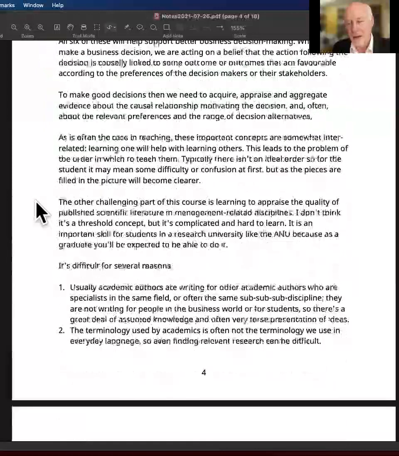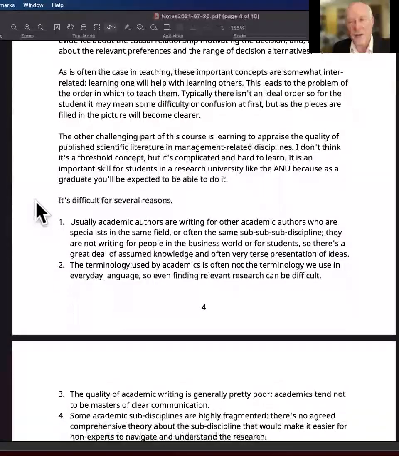The other big thing we're going to do in this course is learning to appraise the quality of scientific literature. Now, this is important because it's useful, and it's important because it's an expectation, or will be an expectation, of you as students and graduates of a leading research university of international standing. It's expected that you can make some kind of sense of academic research literature.